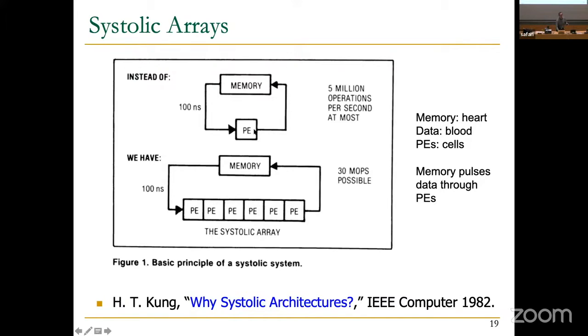Now, this is important. It pulses the data. There's no instruction that says, I want the data, right? The processing element doesn't demand the data. Memory pulses the data. It sends the data, okay? So we're not going to have instructions initially to ask for the data. Basically, you keep pulsing the data.